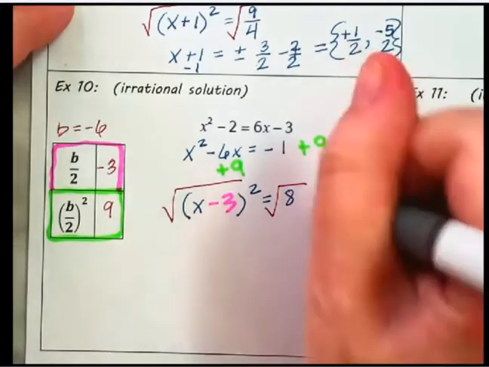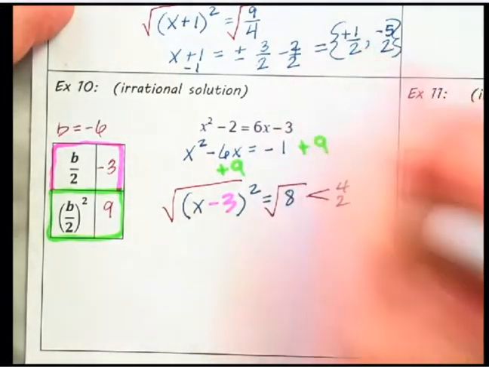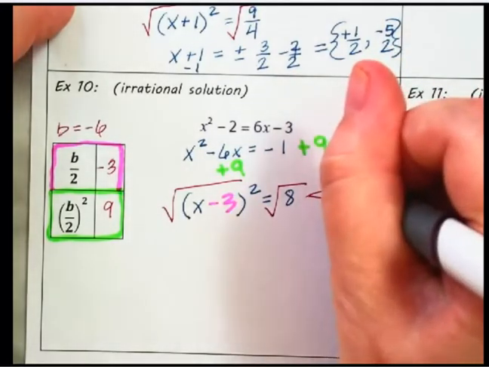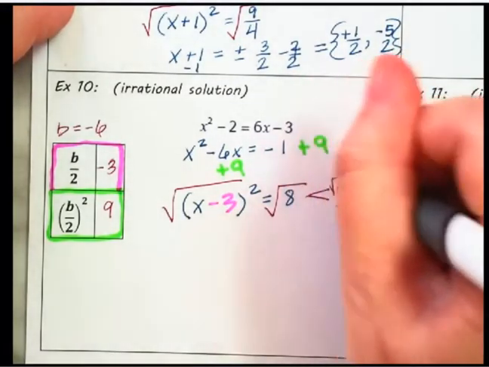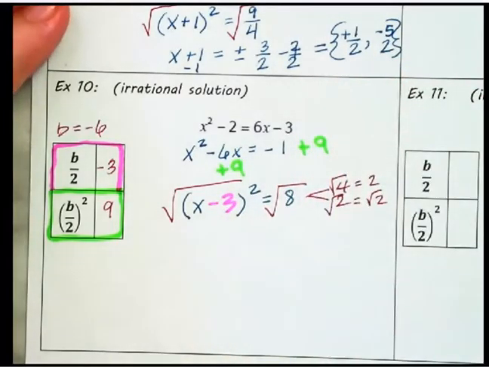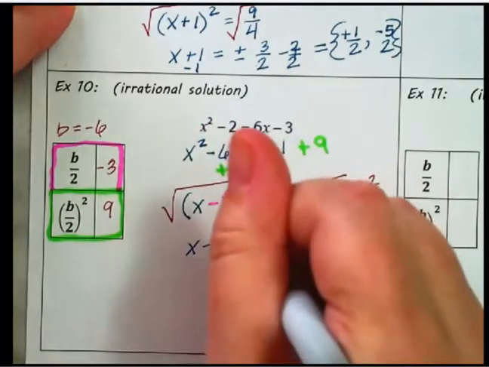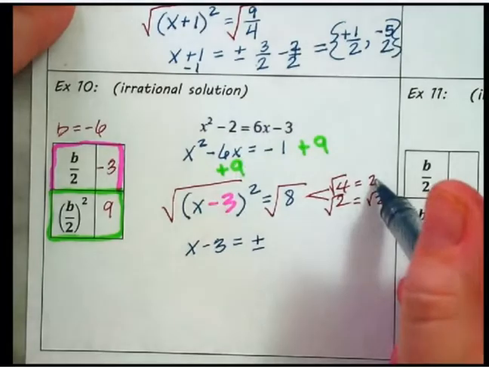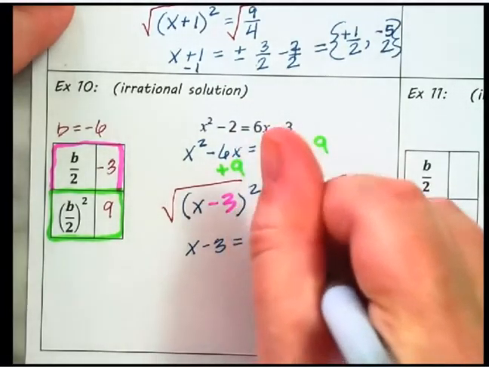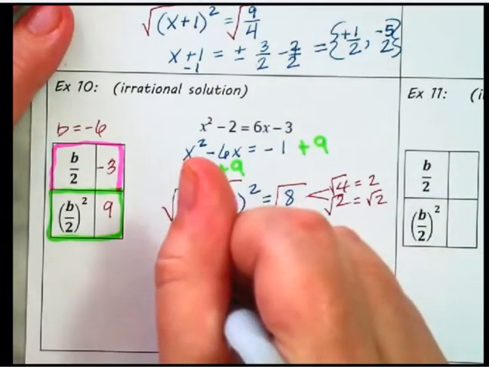Okay, so I'm going to go ahead and rewrite 8 as 4 times 2, where the square root of 4 equals 2, and the square root of 2 equals still the square root of 2. I can't simplify that. So here's what I have when I do x minus 3 equals plus or minus 2 square roots of 2. And now I'm going to go ahead and add 3 to both sides.